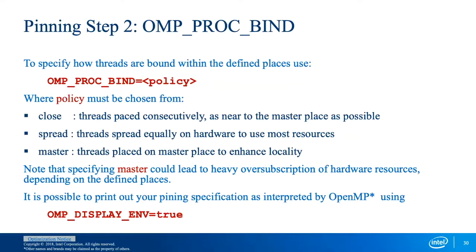Master is the most dangerous of all of them. It tries to place all threads right on top of, or as close as possible to, master. So if you had a binding that was to places core and then you put everything close to master, you can imagine you can end up with 256 threads all smashed in one core, and horrible things could happen.